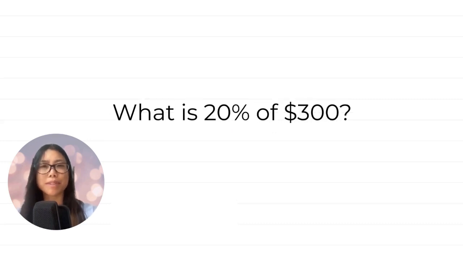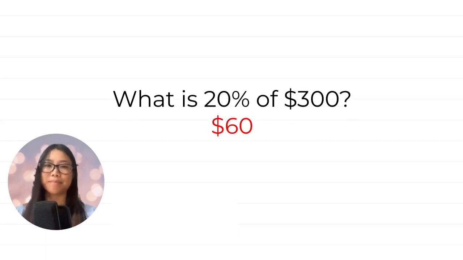Now, what's 20% of 300? In order to find 20% of something, we can start by using our benchmark percentage, 10%. We know that 10% of 300 is 30. So 20% has to be 60.